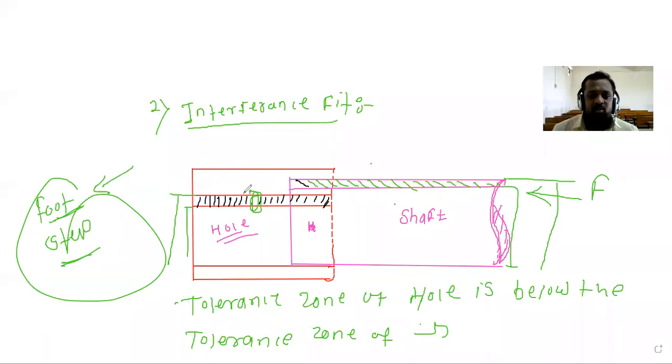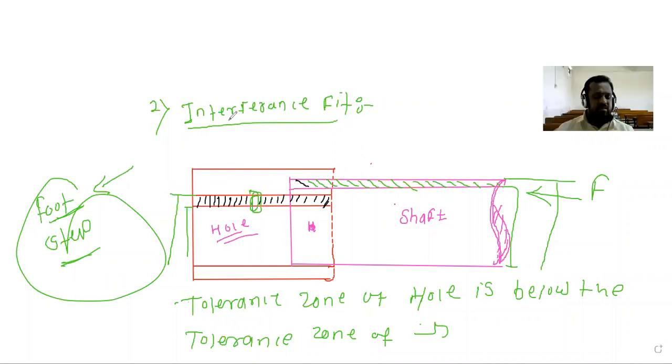To achieve the interference fit, a large amount of force or hammering is required, because in the interference fit the size of the shaft is larger than the size of the hole. So understood. The practical example of the interference fit is the footstep bearing. Yes, understood.